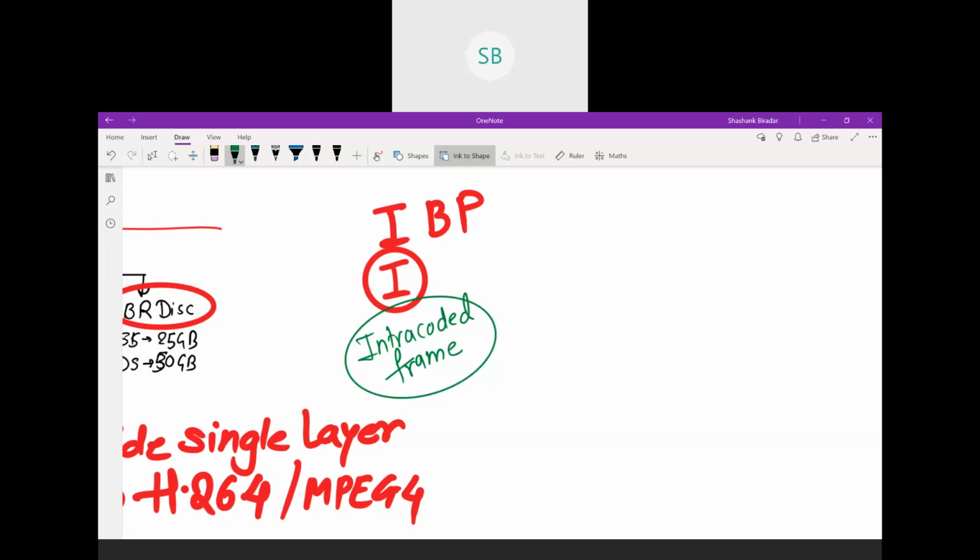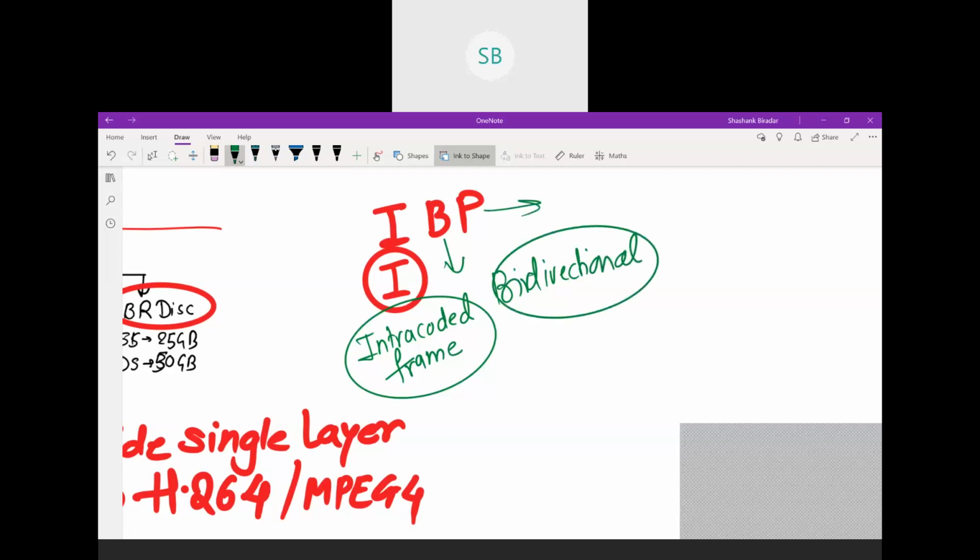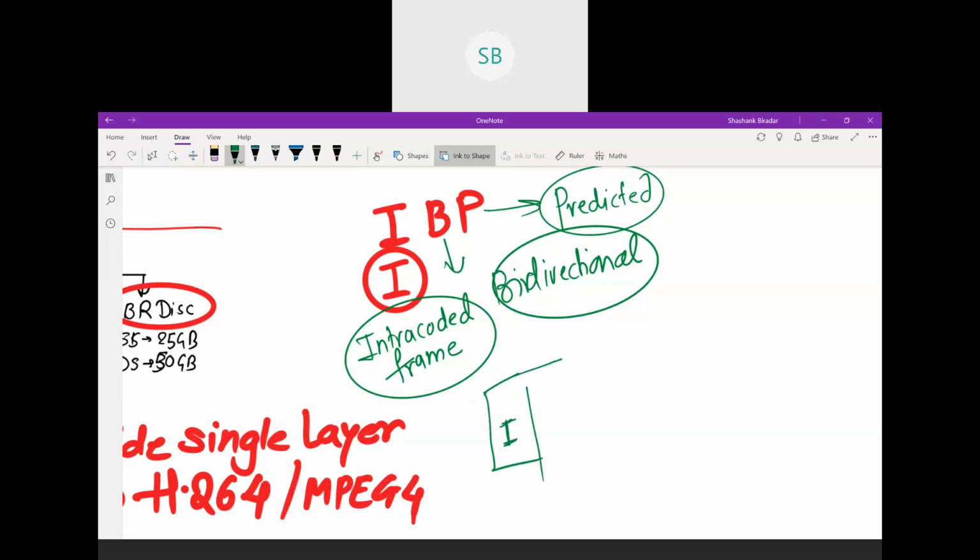Then B is the bidirectional frame, and P is the predicted frame. Now how would that sequence be? First of all, the I frame, that is your basic frame that comes into the picture. Then the second one is your bidirectional.